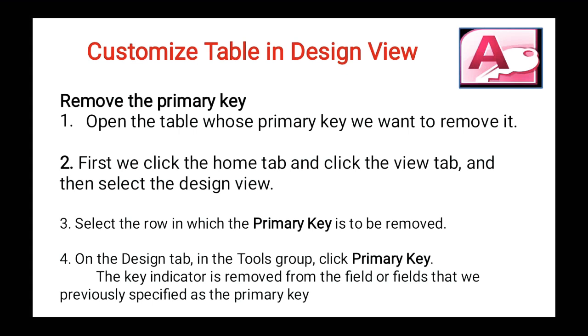After setting up of the primary key, we can remove the primary key also. Now the steps are: open the table whose primary key we want to remove. Click the Home tab and click the View tab, and then select the Design view. Select the row in which the primary key is to be removed. On the Design tab, in the Tools group, click Primary key. The key indicator is removed from the field or fields that we previously specified as the primary key.